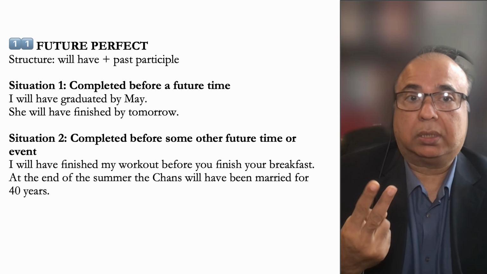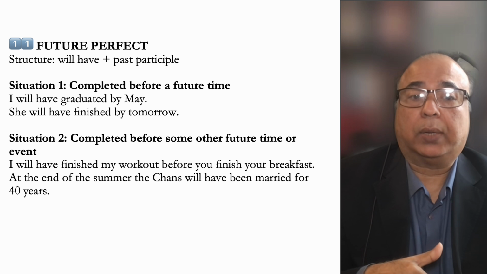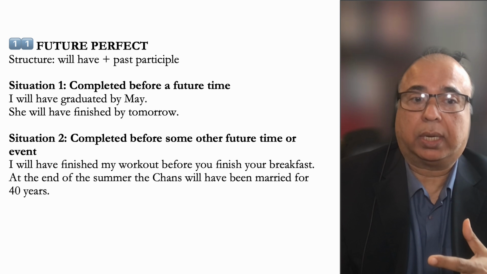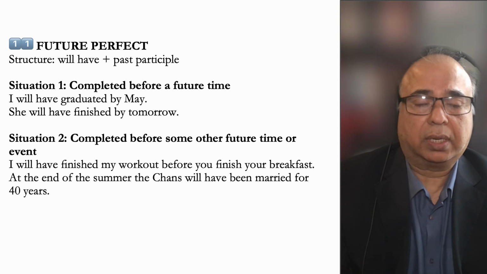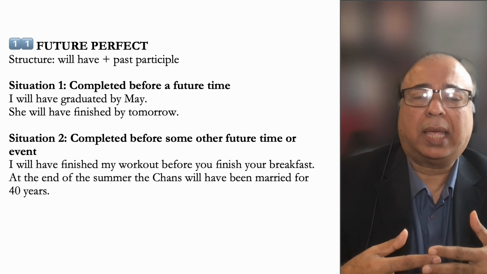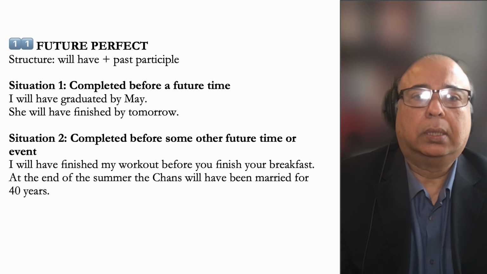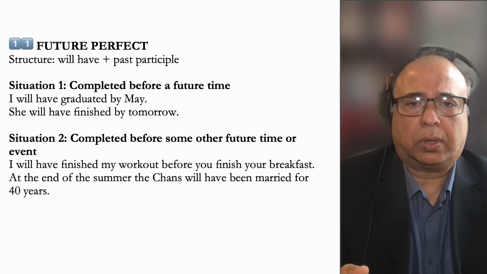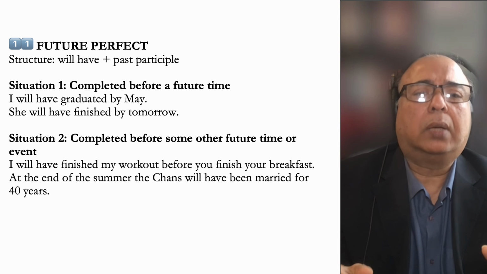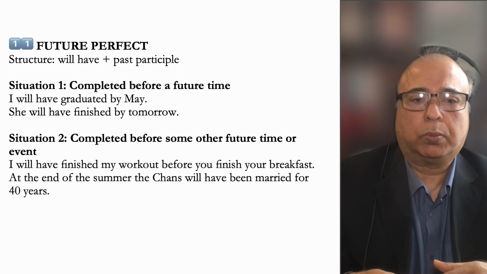There are 2 situations in which we use future perfect. An action that will be completed before a future time. I will have graduated by May this year. A student can say, I will have graduated by May. She will have finished by tomorrow. She's writing a song, right? And you could say, oh, has she written the song already? Is she still working on it? Oh, she will have finished it. She's writing the song. She will have finished by tomorrow.